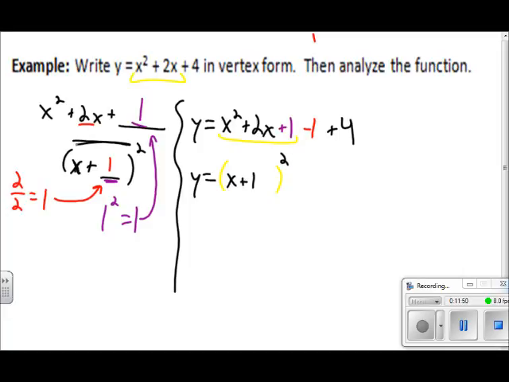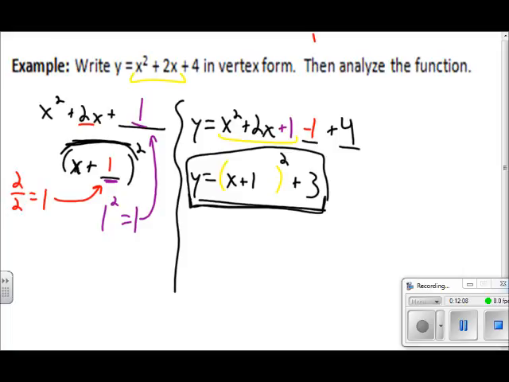We got that from over here, remember. We still have our minus 1 and our plus 4. Negative 1 plus 4 comes out to a positive 3. Now we have our function in vertex form. So this is what we're looking for. And remember, we attain that by completing the square.